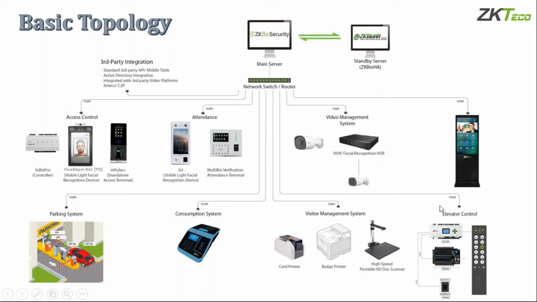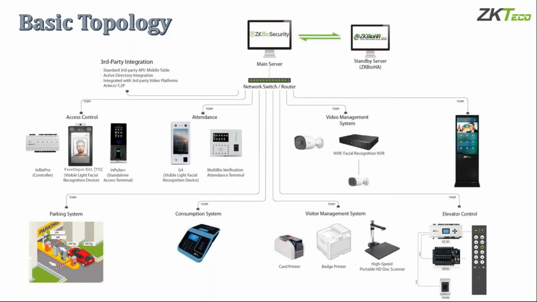Then on the downside you can see the elevator control panel. In the elevator panel, we have a hardware named EC10 that can control your elevator for 10 floors, and if you want to extend, then we have an EX16, so we can use that. Similarly for visitor management, we can connect a few models like the badge printer, card printer, and high speed document scanner to the biosecurity software's visitor module, and we can do the process.